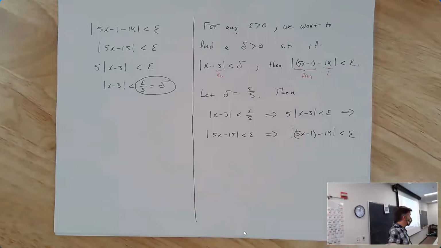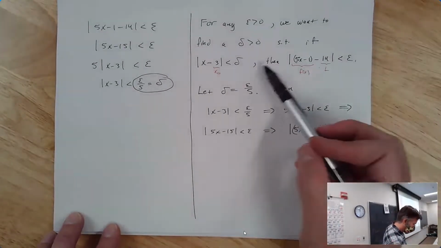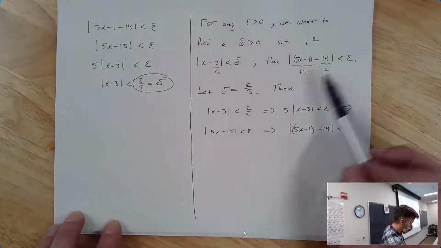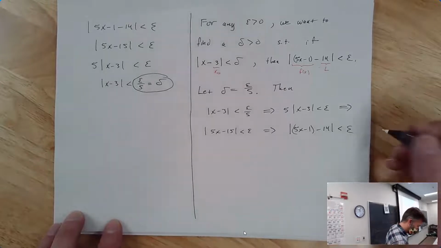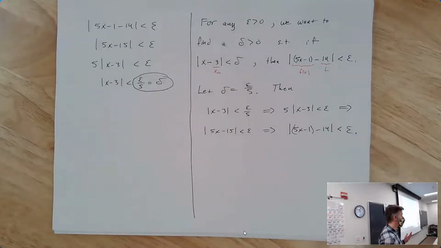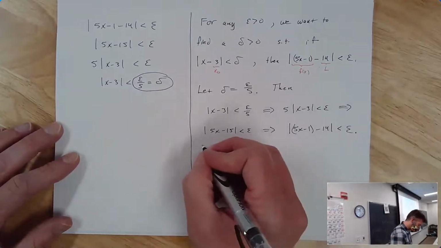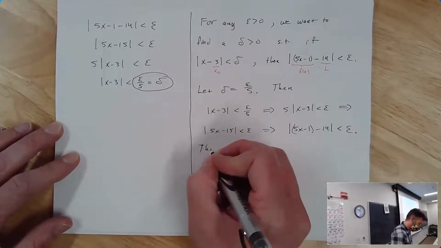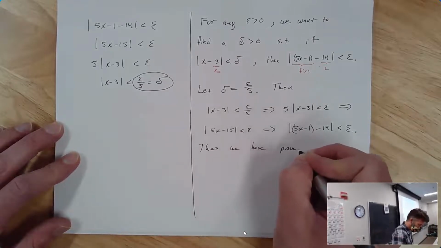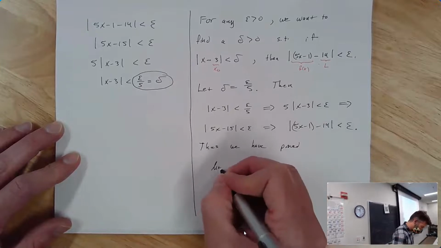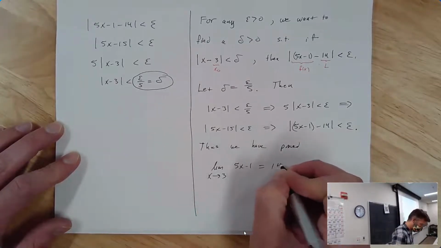But that's what we wanted, right? We literally just said we want to show that if this, then this. Well, we just did it. We showed that if this, then we got to this. That proves it. Some people write a square, I like to write thus. I like the word thus. Thus we have proved that the limit as x approaches 3 of 5x minus 1 equals 14.